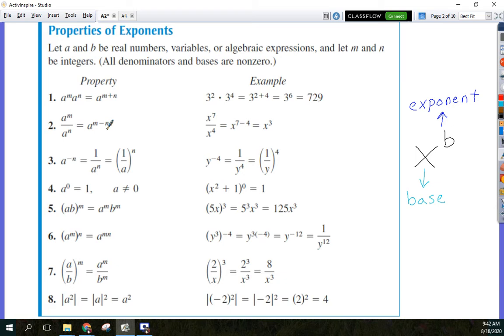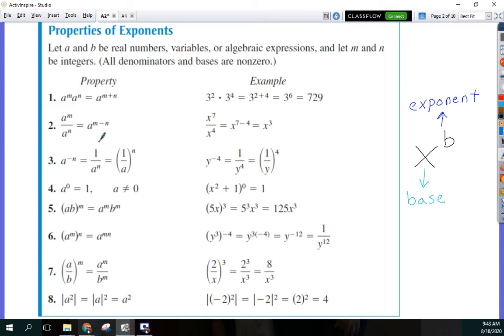Another important property is that when we have a negative exponent, it turns that into a fraction and puts that in the denominator. Notice that it does not change the overall sign. My fraction is still positive. So when that negative is in the exponent, it does not make it a negative number.